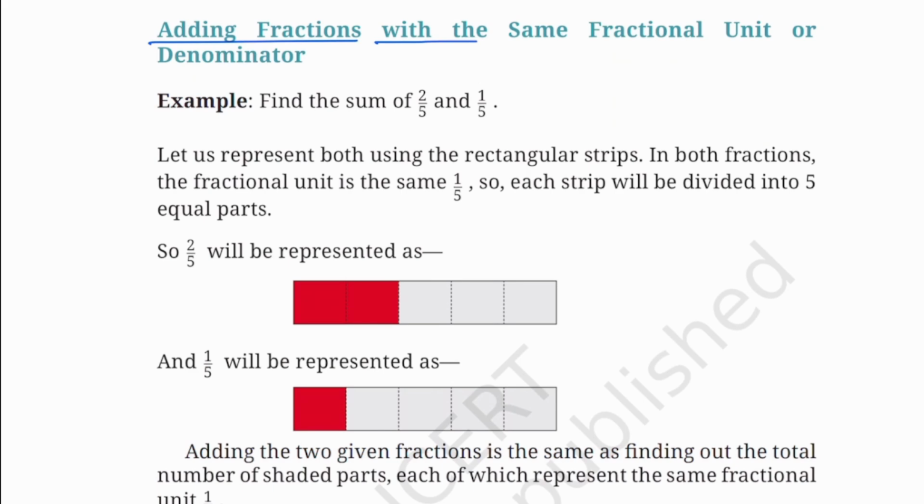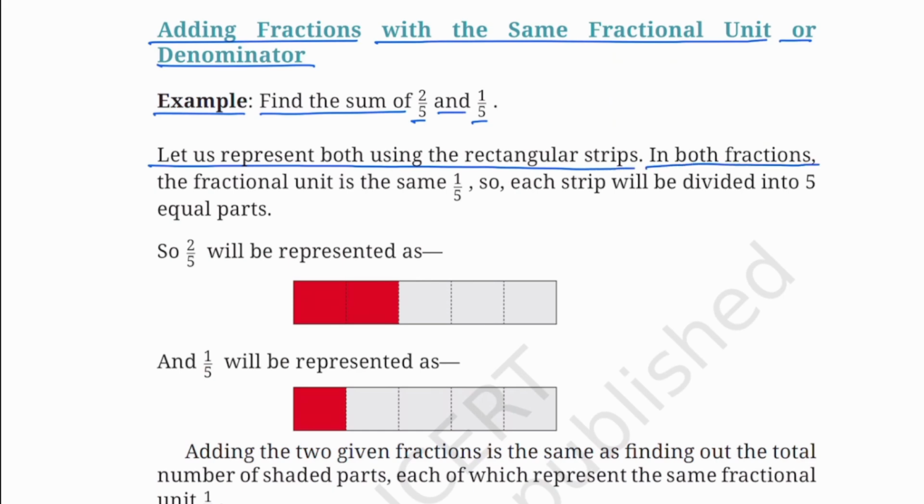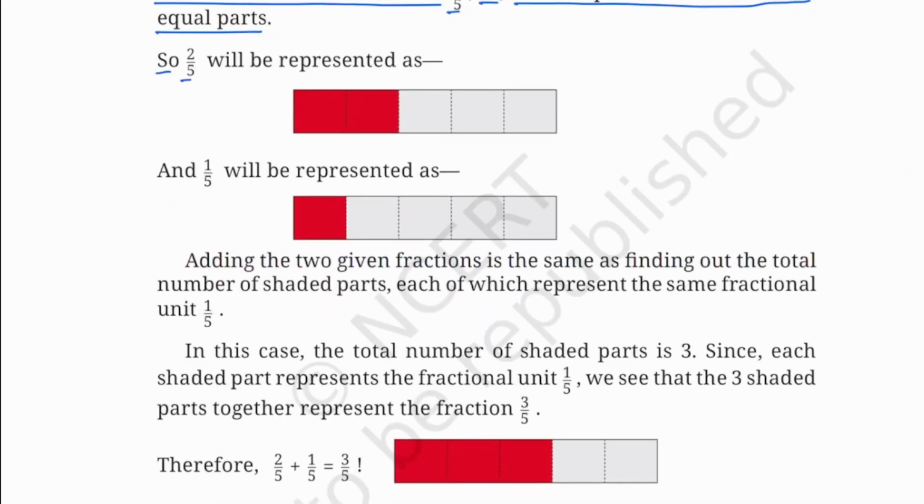Adding fractions with the same fractional unit or denominator. Example: find the sum of 2 upon 5 and 1 upon 5. Let us represent both using rectangular strips. In both fractions, the fractional unit is the same, 1 upon 5. So each strip will be divided into 5 equal parts. So 2 upon 5 will be represented as, and 1 upon 5 will be represented as.